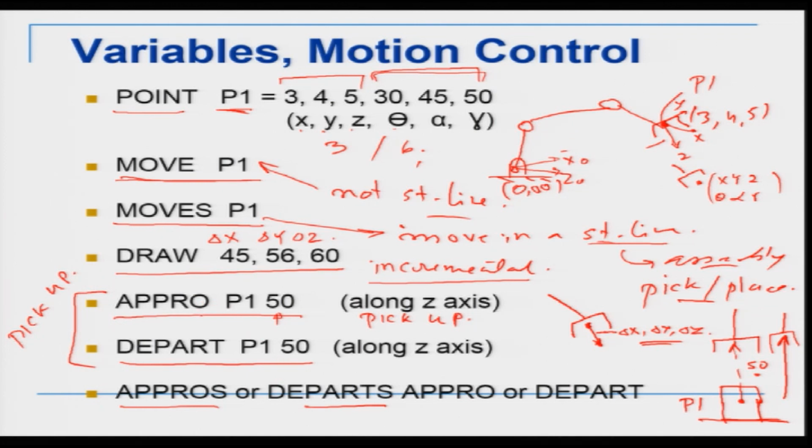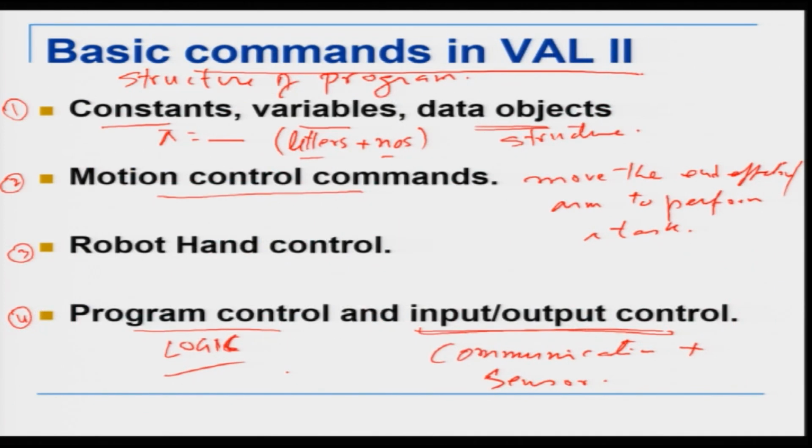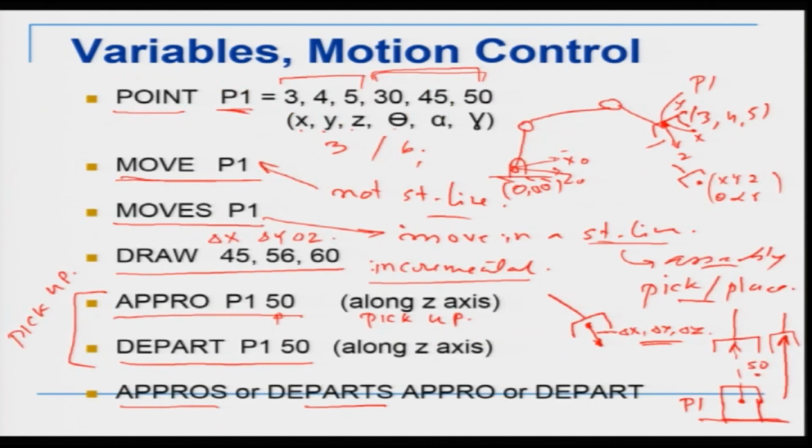So, these are the variables and motion control commands. So, first you have to define the point, then we need to define the move commands. We have to use the move commands to move the point around in space, or move the arm around in space. Then approach and depart is before we catch an object. So, this is the first, we looked at the constants and variables, then we looked at the motion control commands. So, the third thing we need to look at is the hand control commands.